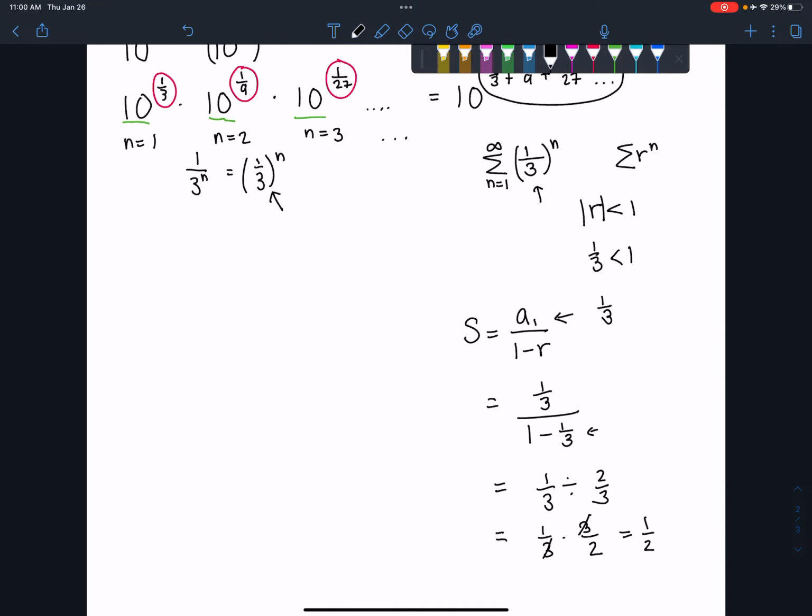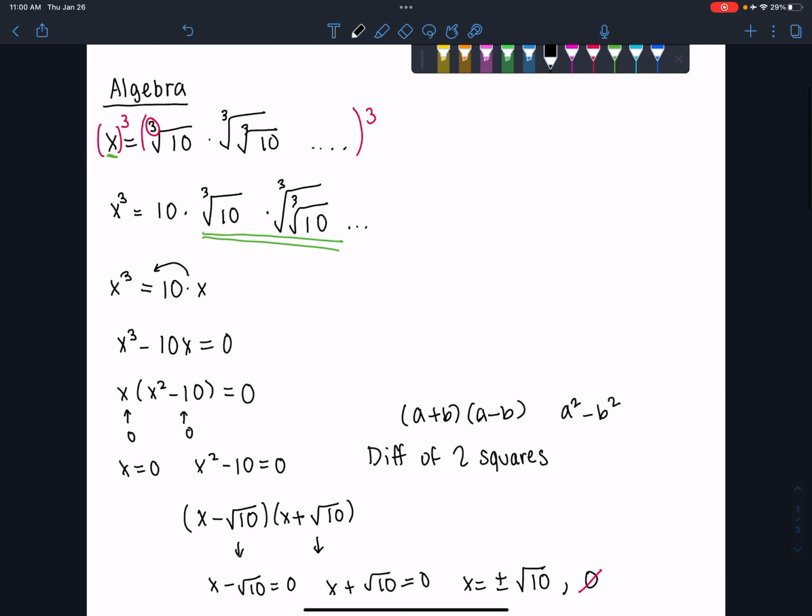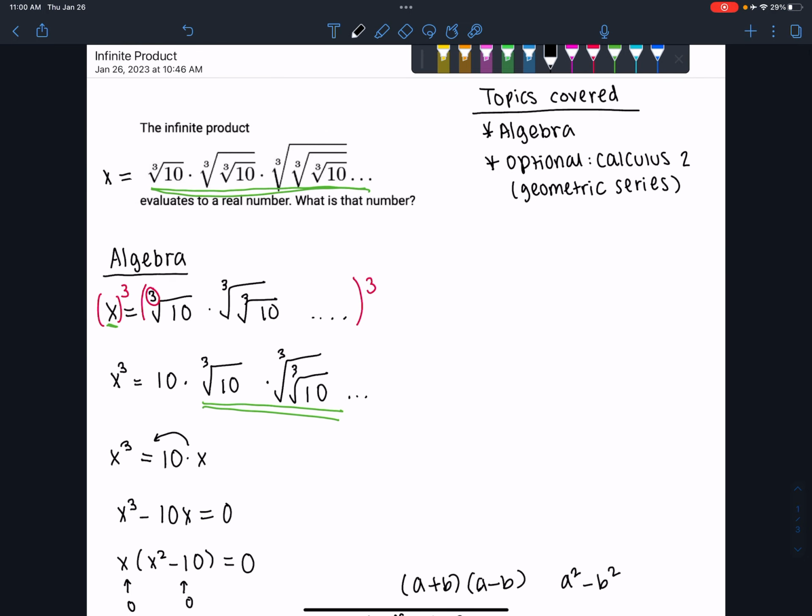So we're going to say that 10 to the sum of 1/3 to the n will converge to 10 to the 1/2, which is the square root of 10. So we actually got the same answer for both. So that is how you can find the infinite product of this problem using either algebra or calculus 2.